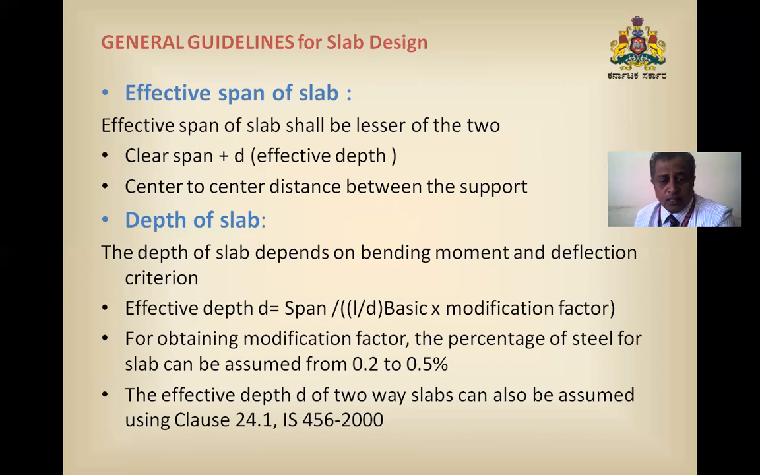with respect to this. Now clause number 24.1 is for two-way slabs, but clause number 23.2.1 gives the basic value of the span to effective depth ratio for spans up to 10 meters. For cantilever slabs it is 7, for simply supported slabs it is 20, and for continuous slabs it is 26. This holds good for beams and slabs.